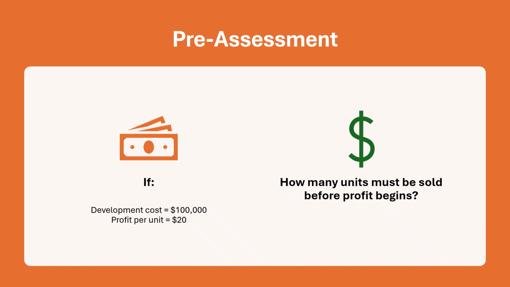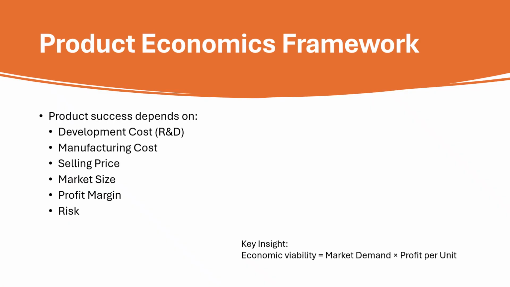What is the answer? Anyone? So that will be 5,000. Sorry, no, 50,000 units have to be sold. This illustrates the fundamental logic behind break-even analysis. As we move forward, we'll understand the important concepts.